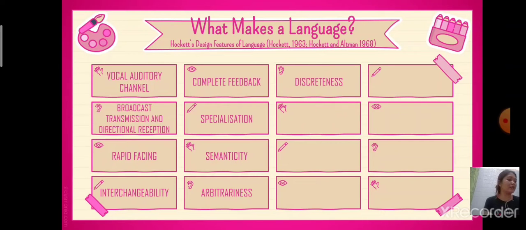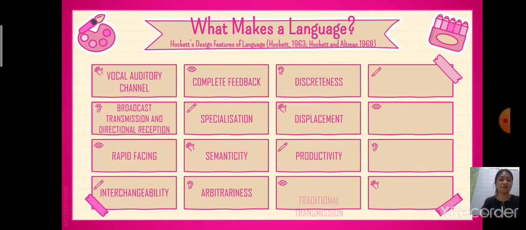Next is discreteness, where language is made up of a string of discrete sounds chained together, and these sounds vary only minimally. Next, we also have displacement, where we can talk about things that are remote in time and space. For example, in language, we can talk about the past, the present, or the future using the tenses of the verbs.